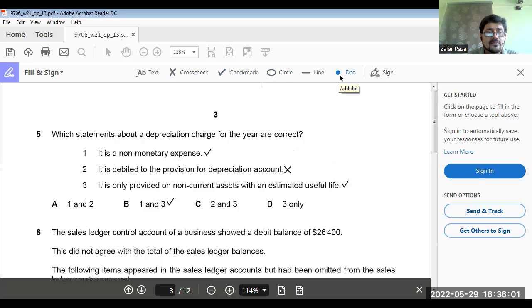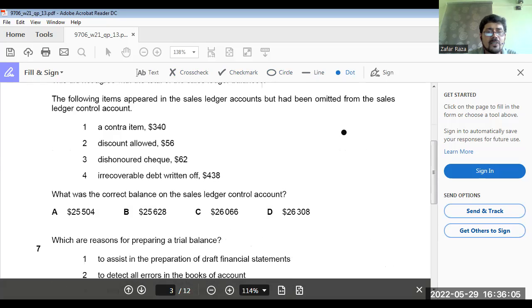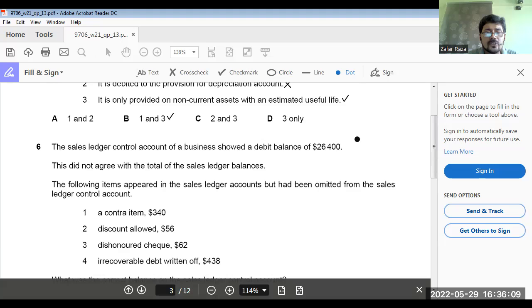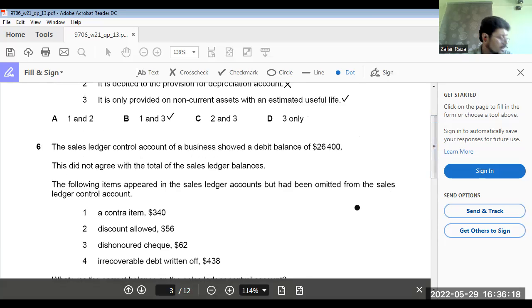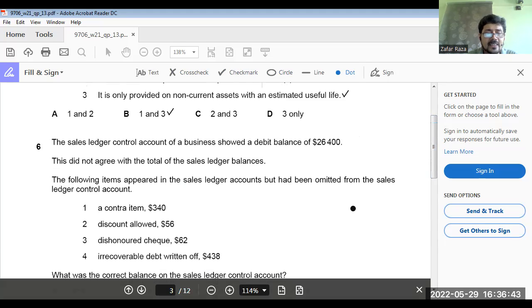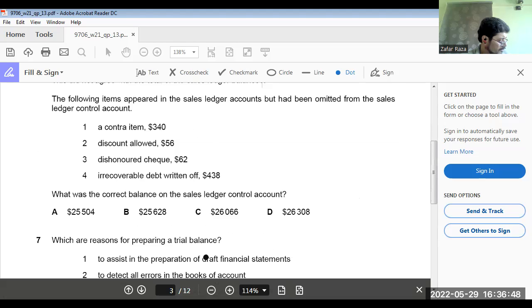Okay. Now, question number 6. The sales ledger control account of a business showed a debit balance of 26,400. Now these items appear in the sales ledger but had been omitted from the sales ledger control account. Contra item minus 340. Discount allowed minus 56. Dishonored checks plus 62. Bad debts minus 438. The answer is 25,628. It means option B is the answer. Got it?